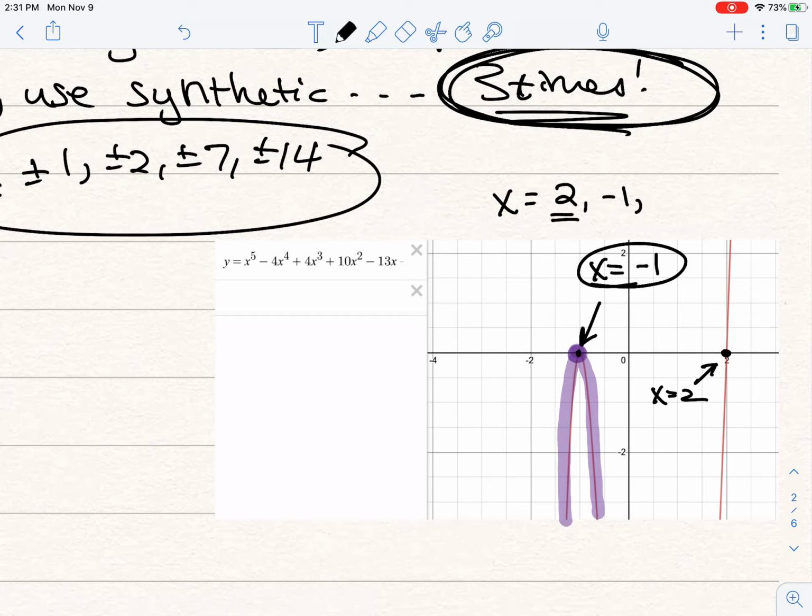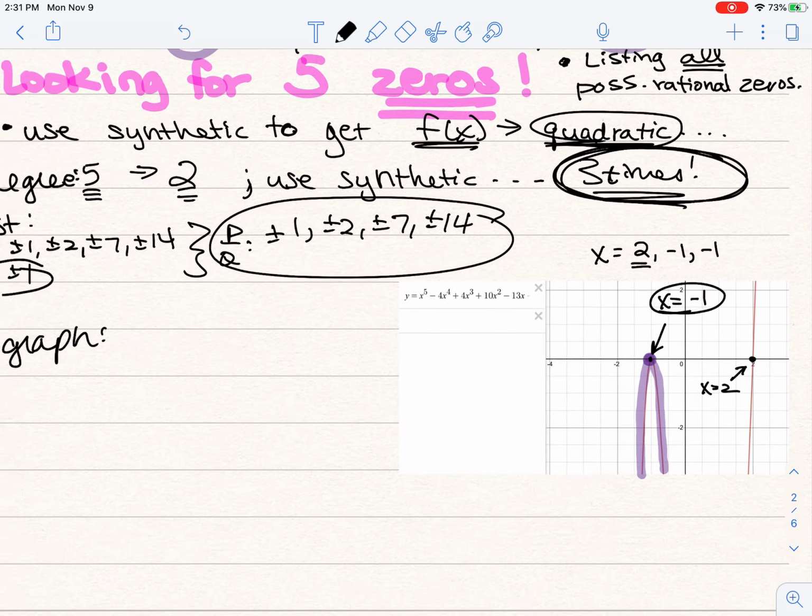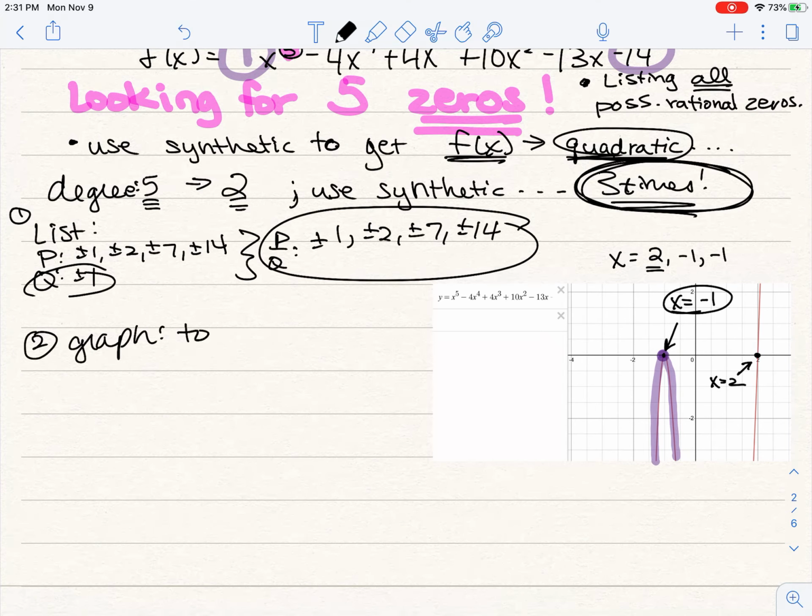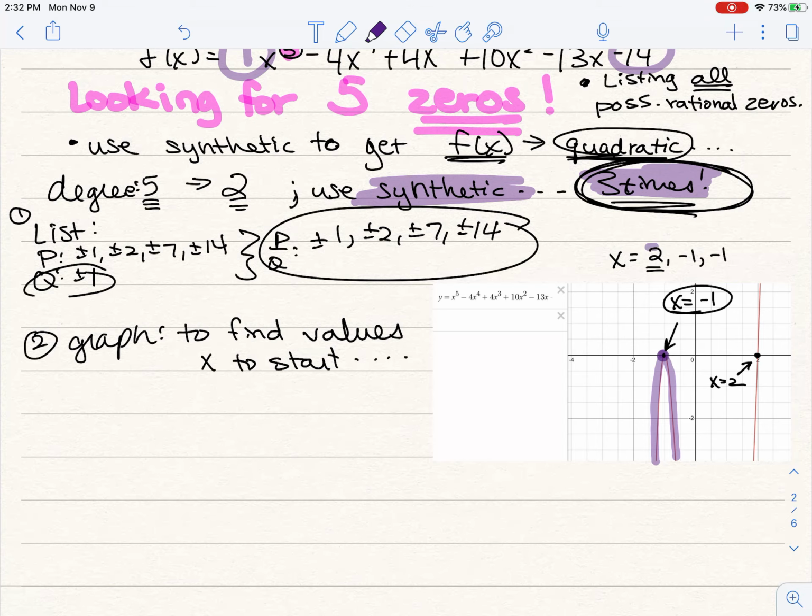So we're going to use x equals 2. We're going to use x equals -1. And then we're going to use x equals -1 again in our synthetic division. Okay, so we used our graph to find values of x to start. And now we're going to use the synthetic division that we talked about 3 times. So let's use this first one, x equals 2. So here we go. We're using synthetic division to get our f of x down to a quadratic.